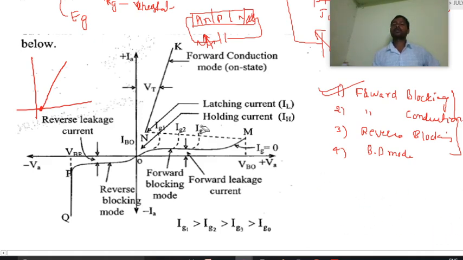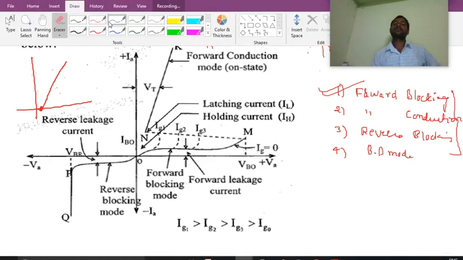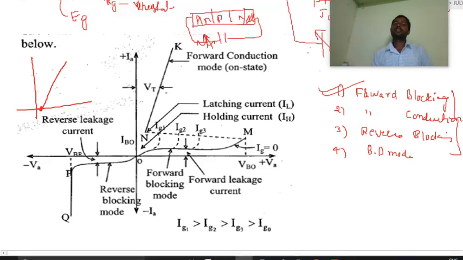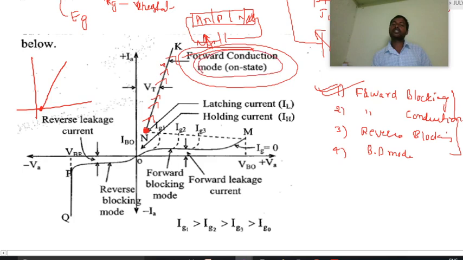Forward conduction mode is nothing but when the SCR is in on state. If the SCR is turned on, it suddenly reaches this position, and this is the position of SCR in forward blocking mode. If you go on increasing the voltage, the current increases based on the applied voltage. So this is forward conduction mode, the on state of SCR.